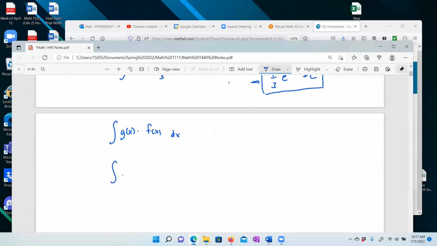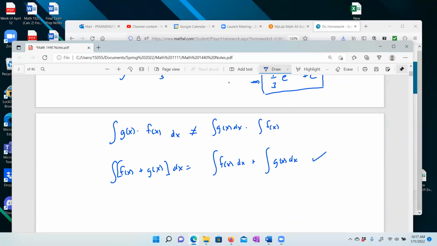Okay, this works. If you have f of x plus g of x, and everybody's got a dx on it, and you go ahead and say, well, I can integrate one and then the other one, that's fine. Everybody's nice and happy. But you cannot go through and say, well, what if I said this is g of x times the integral of f of x dx? You can't do that.